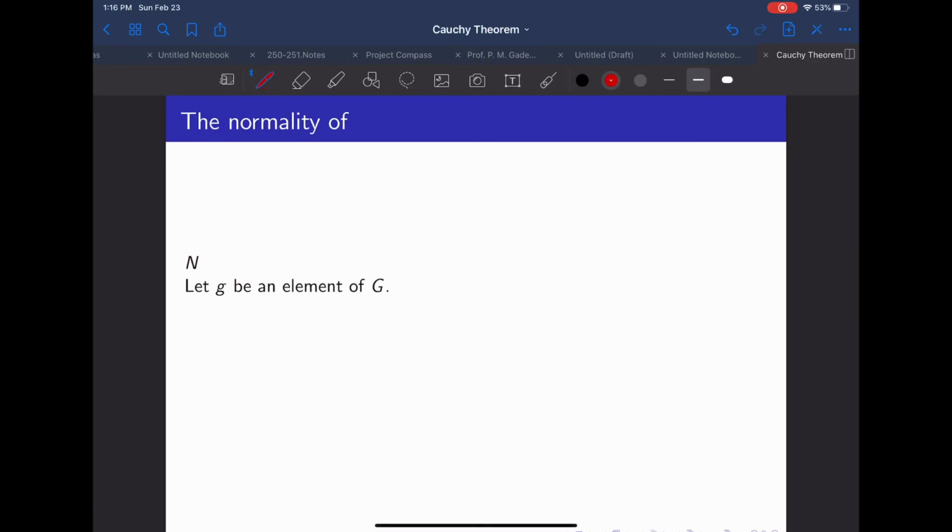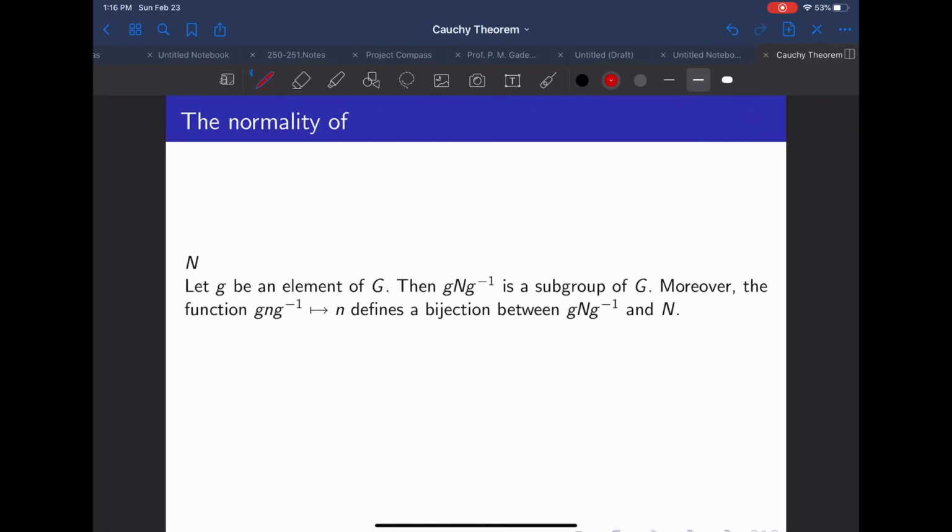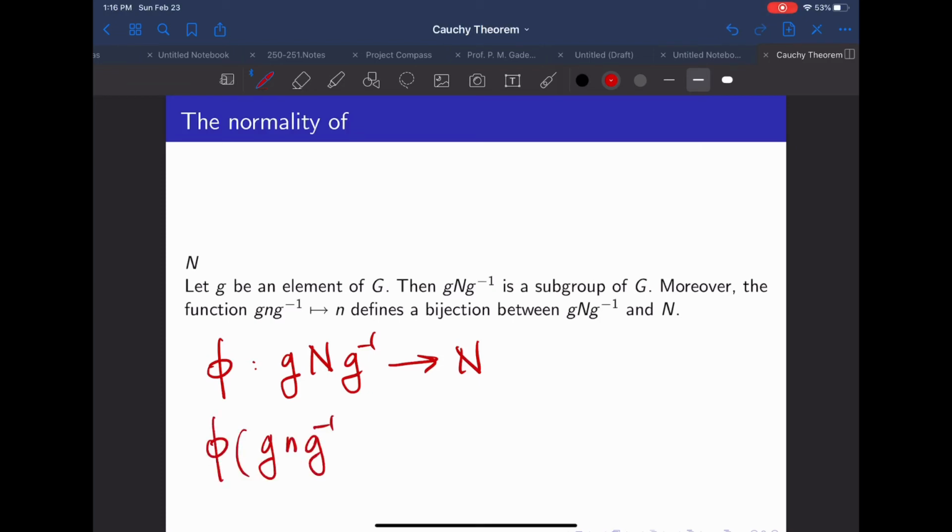Now let g be an element of G. Then the conjugate g N g inverse is a subgroup of G. Moreover, if you look at the function phi, which sends N to g N g inverse, this function is mapping N into the conjugate of N. I would like you to pause the video and to show that phi is a bijection. Okay, prove that phi is a bijection.